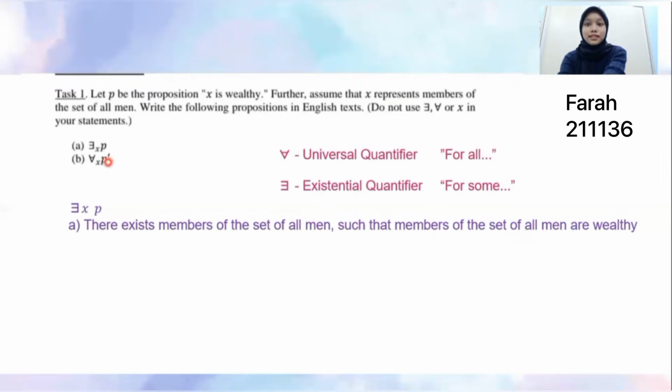For question B, it contains the quantifier no. We will interpret this as being equivalent to the proposition, which the answer is for each member of the set of all men, they are not wealthy.